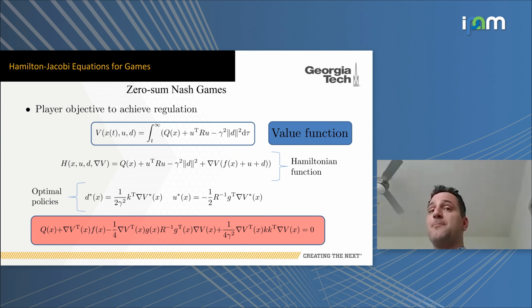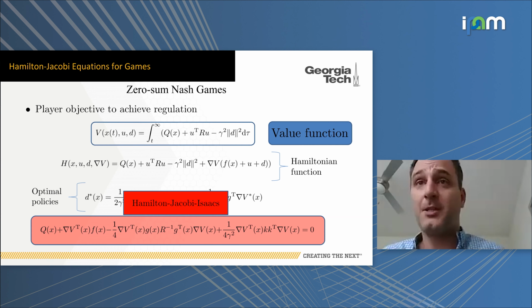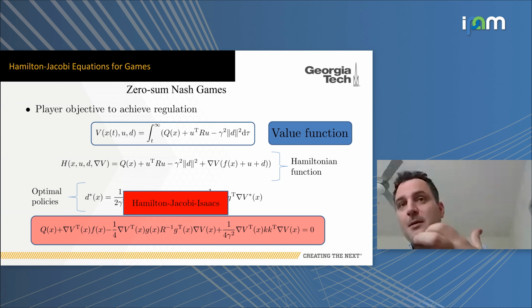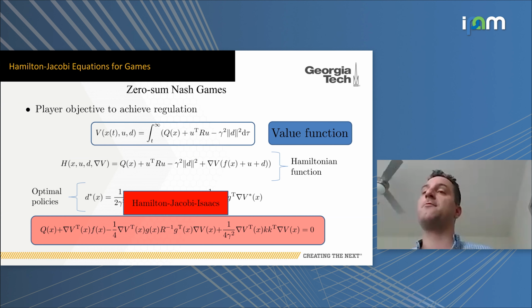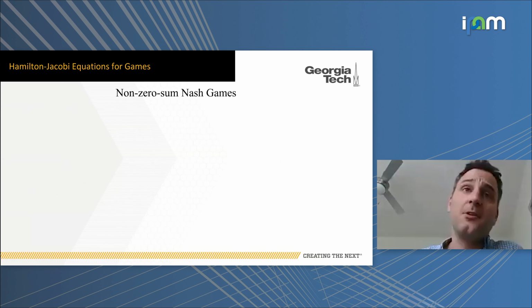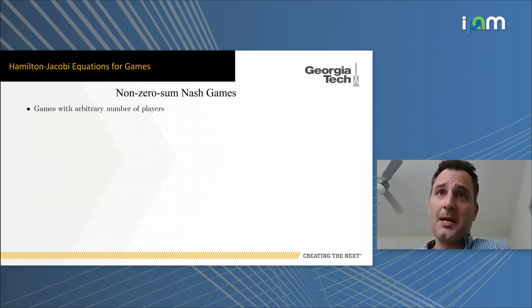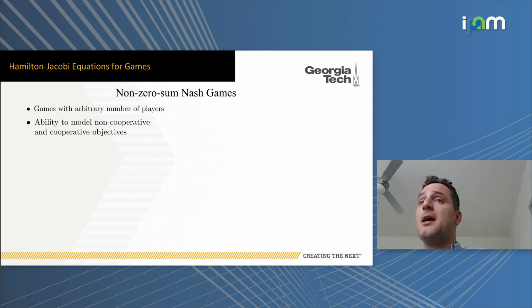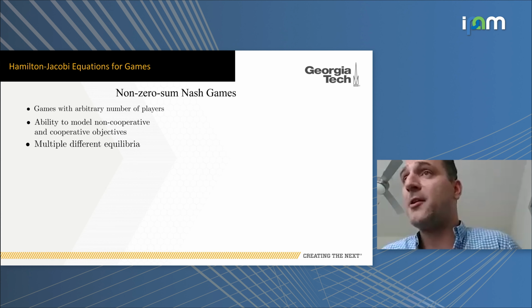So people have tried to solve it in an offline structure, and you will see pretty soon what I mean by that. So before I go into the solution of these problems, I will formulate everything in an offline structure, and then I will tell you about the different kinds of solutions. Okay, so now let's say that I have a non-zero-sum Nash game. Here I have an arbitrary number of players, and in this way I can model any cooperative or non-cooperative objectives. And every player will have their own objective.